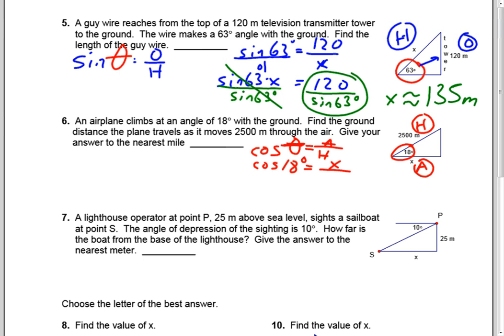X over 2,500. I consider that to be an easier problem because x is on the top. I got 2,500 times cosine 18. Put a box around cosine 18.